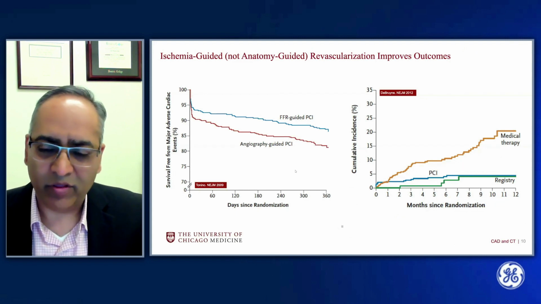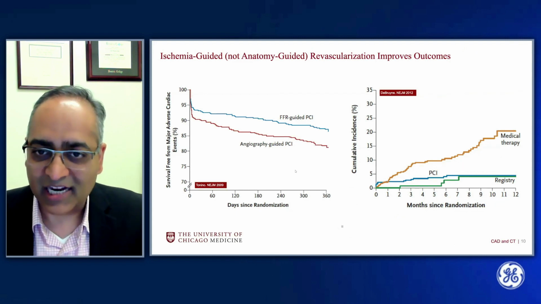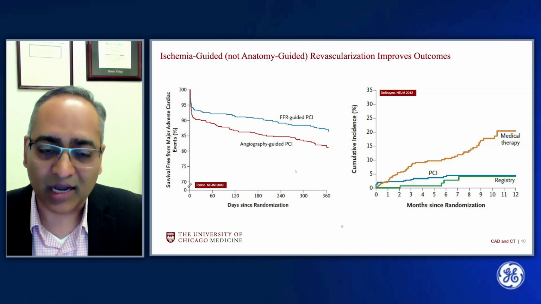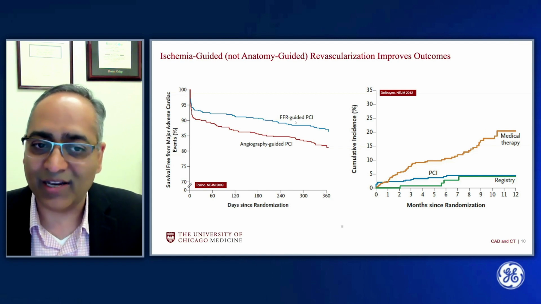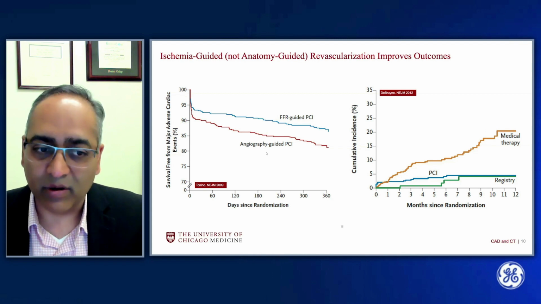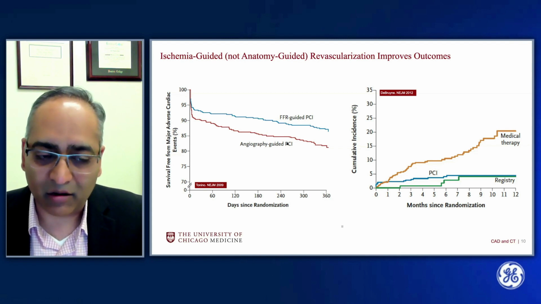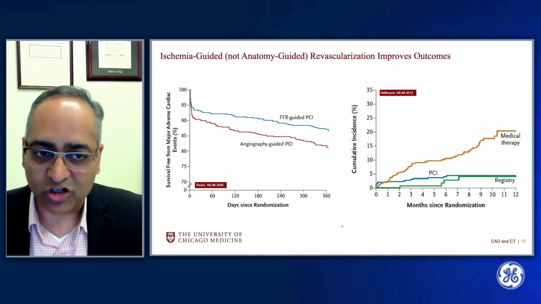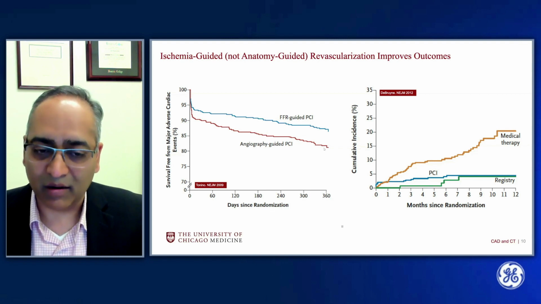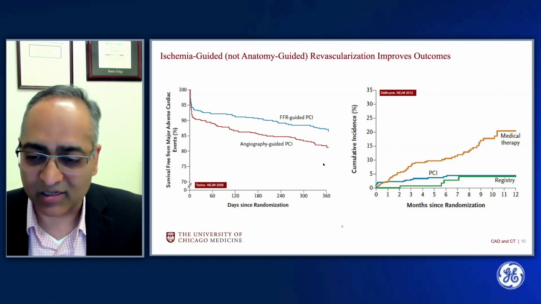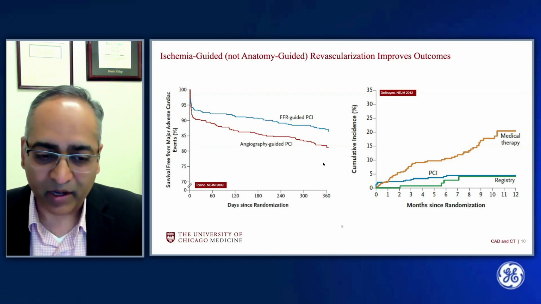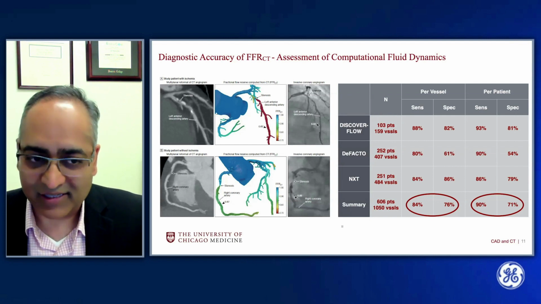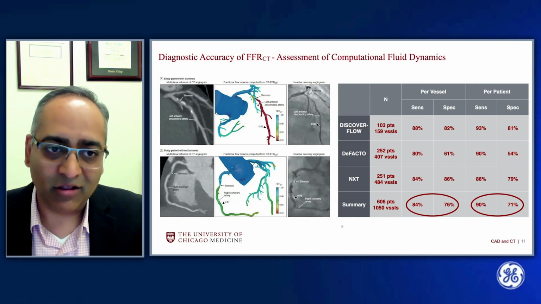Now, we also know that revascularization guided by the presence of a hemodynamically significant stenosis as determined by invasive FFR is superior to revascularization guided by coronary anatomy alone. This is just a trial from the FAME studies showing improved survival when treatment was based on the presence of hemodynamically significant stenoses.